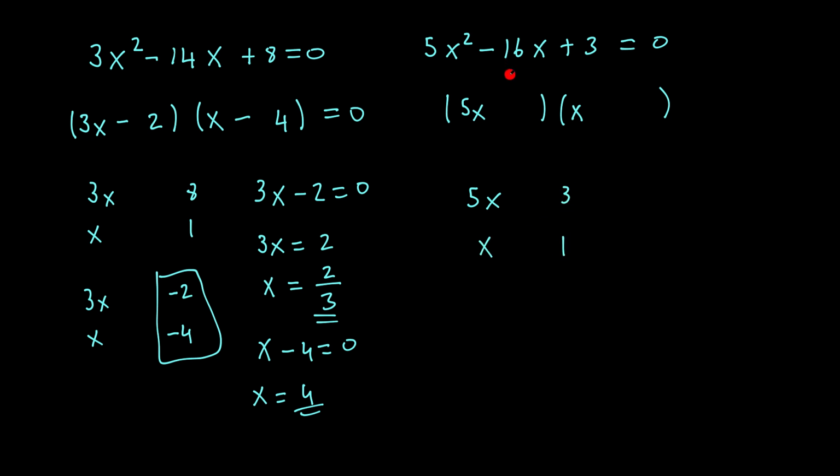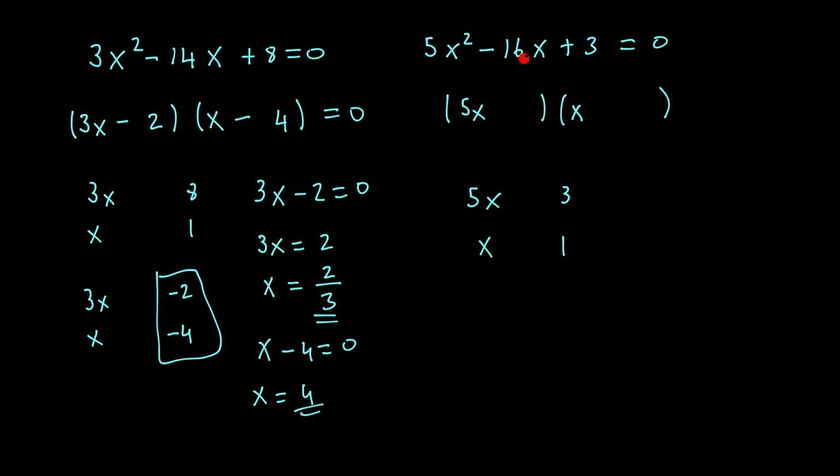So I would write this down just to check which combination would give us that. We want a minus 16x. So I would need to multiply the 5x by the 3 and the x by 1, because 5x times 3 gives me 15x, x times 1 gives me x, and if you add them together it gives me 16x.